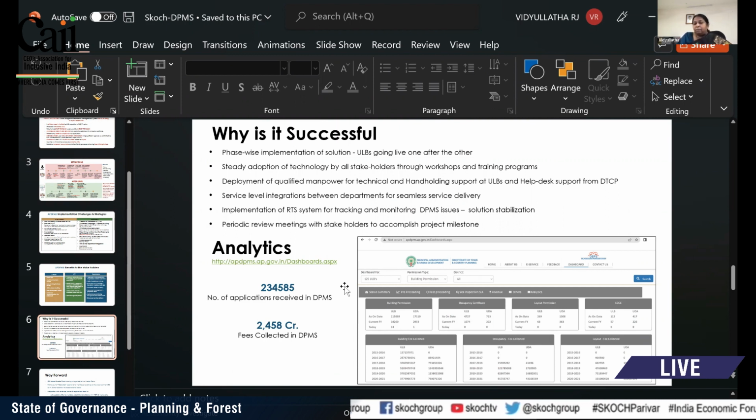With this, we can also see what kind of constructions are coming up: what are the skyscrapers, what houses below poverty line people are constructing, and what houses middle income range people are constructing. Like that, we can analyze, and we can take decisions on the policies also, sir.